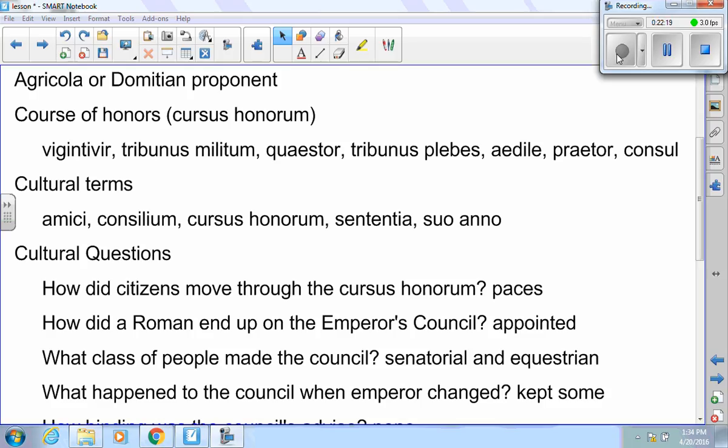Praetor is going to be somebody who's like a judge. He's going to run the law, and then consul, of course, he's going to oversee all of it. Cultural terms. You have an amici.